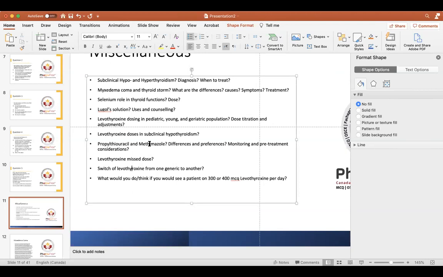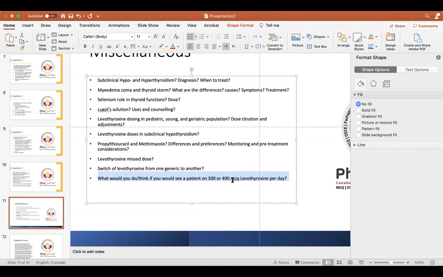Okay, switching levothyroxine from one generic to another. We covered this in our discussion, and we talked about it a lot. Here we go. What would you think, or what would you do, if you saw a patient on 300 or 400 microgram of levothyroxine per day?